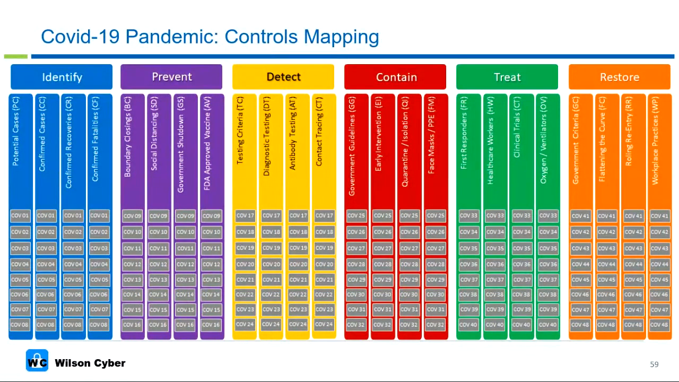The 24 categories: potential cases, confirmed recoveries, confirmed fatalities, boundary closing, social distancing, government shutdown, approved vaccine, test criteria, diagnostic criteria, antibody testing, contact tracing, government guidelines, early intervention, face mask, PPE. Under treat: first responders, healthcare workers, clinical trials, and oxygen ventilators. And under restore: government criteria, flattening the curve, rolling reentry, workplace practices and policies. And we have the detailed controls that allow us to measure how well we're doing with each of those categories, which roll up to those 6 different functions.